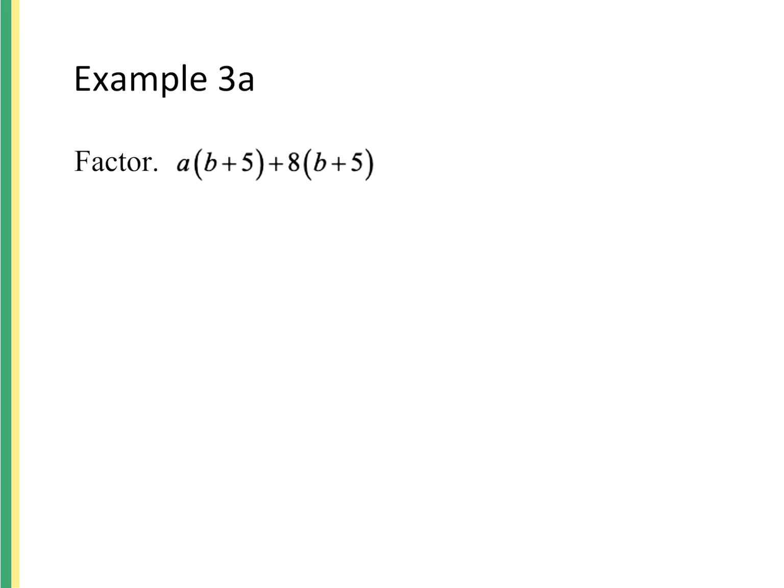So this one is similar. It's just that we're going to factor out a binomial instead of just like a number and a variable. So I still have two terms, and what do these two terms have in common? B plus 5. This time they have this b plus 5 in common. So that just means I'm going to bring out in parentheses that b plus 5. And then if I take the b plus 5 out of both of these, I'm left with a plus 8.